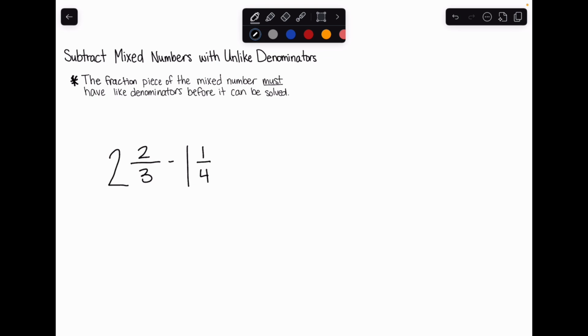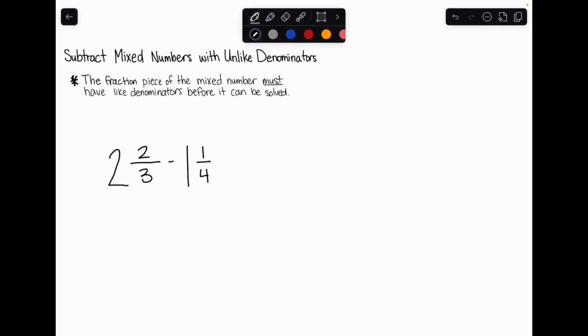In today's video, I'm going to show you how to subtract mixed numbers with unlike denominators. So the rule for this is that the fraction piece of the mixed number must have like denominators before it can be solved. So down here, I've got two mixed numbers. A mixed number just means that there's a whole number and a fraction as one piece, as one number, you could say. So this is 2 and 2/3. So that's 2 wholes and 2/3 minus 1 whole and 1/4.